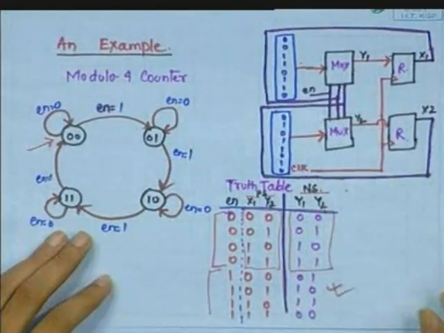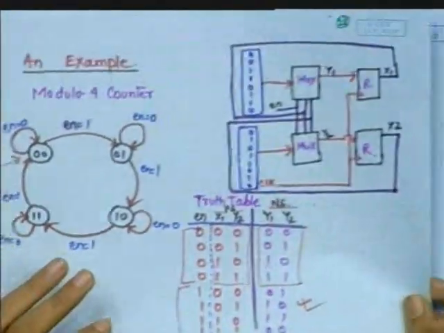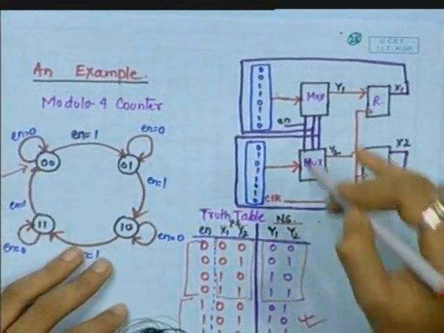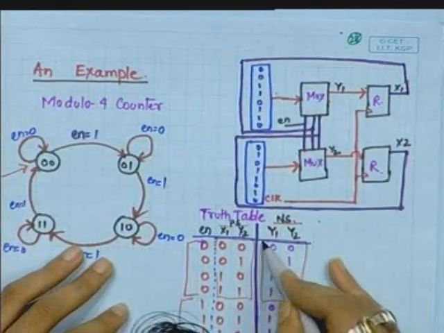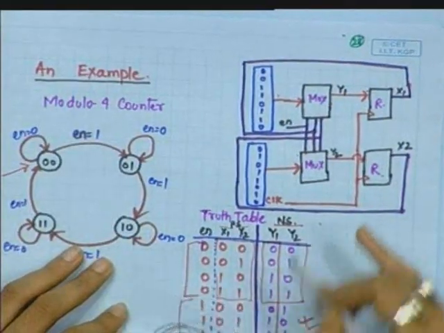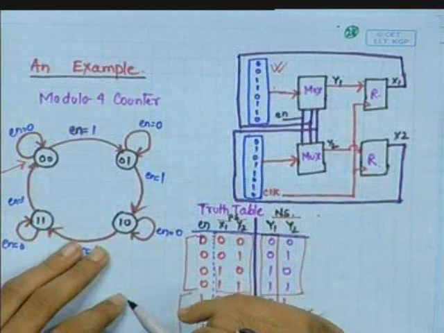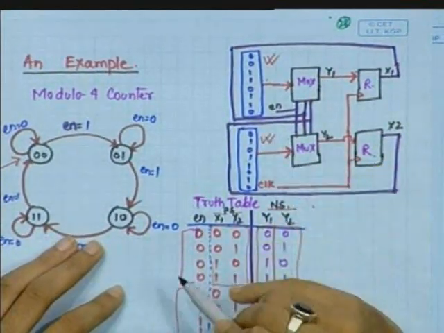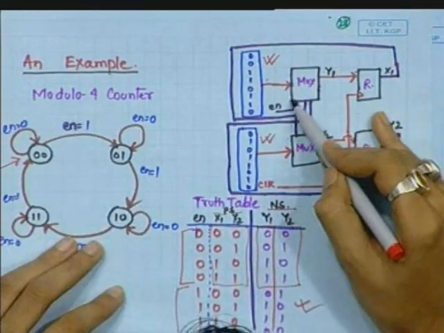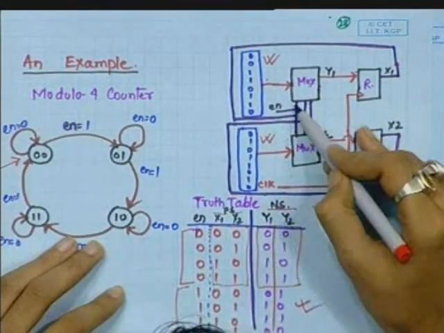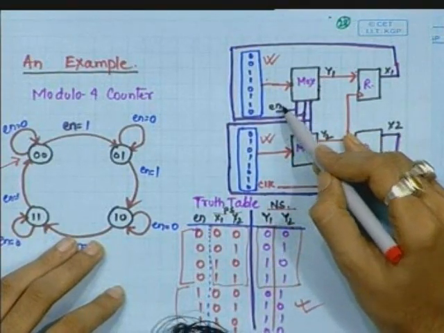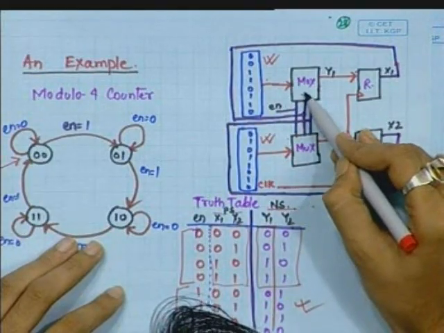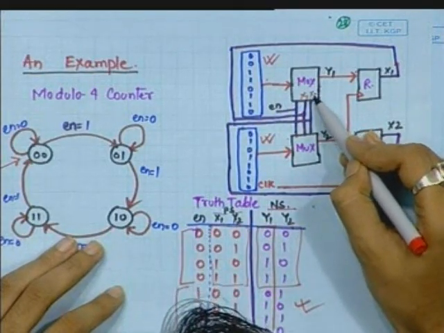Now you can implement it like this. Suppose you put the function corresponding to y1 into an SRAM cell, then y2 into this SRAM cell. Then use the mux, with the select line EN, and then your x1 and x2.